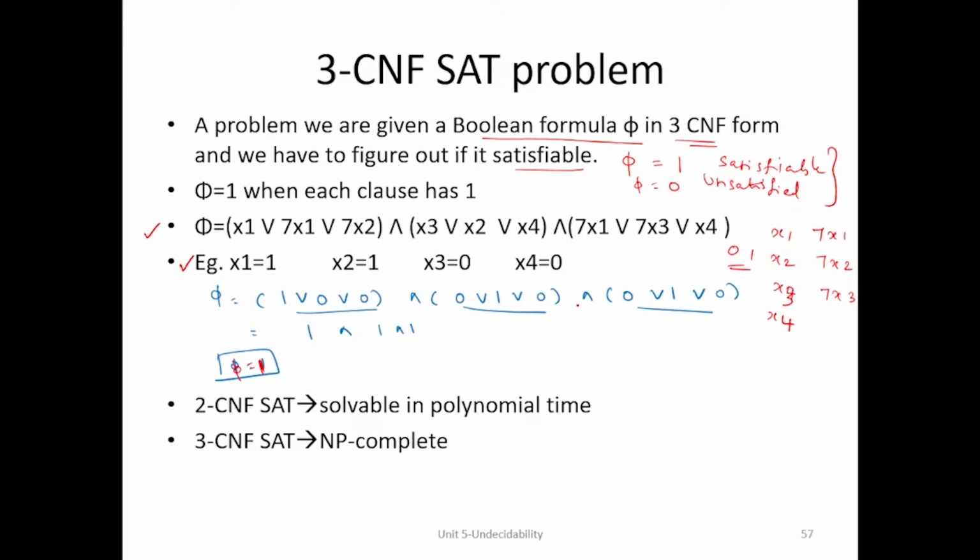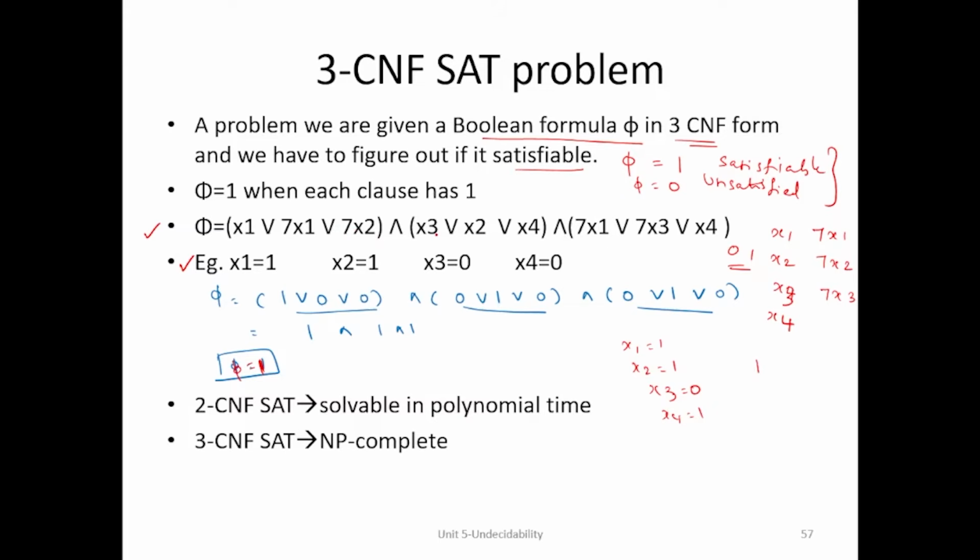Then I take another example: x1 as 1, x2 as 1, x3 as 0, and x4 as 1. Substituting the values here, the first clause is 1 OR 0 OR 0, so the answer is 1 for the first clause.